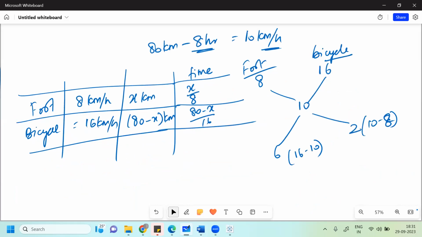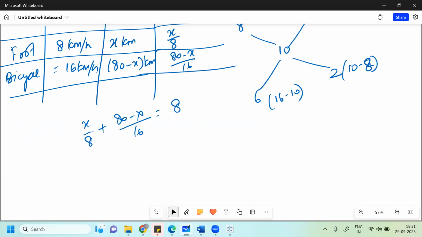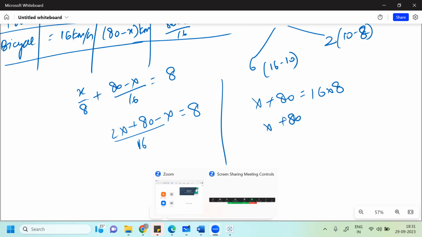And the total time you're getting is x by 8 plus 80 minus x by 16. The total time is 10 hours or 8 hours? 8 hours. So you can just solve it, take the LCM. LCM will be 16. So this would be 2x plus 80 minus x is equal to 8. So this would be x plus 80 is equal to 16 into 8. So x plus 80 is 16 8s, which is 128. 6 8s are 48, 4 carry, so 128. So x would be 48 kilometers.